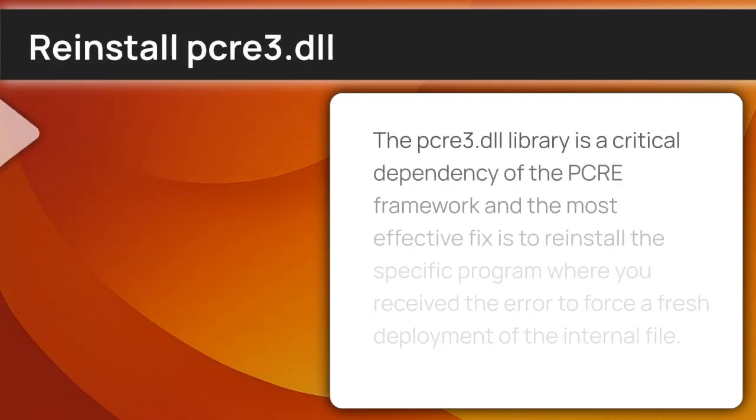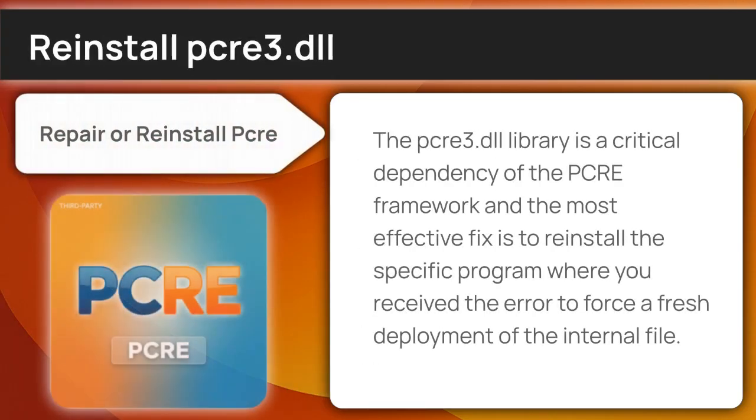The PCRE3 library DLL library is a critical dependency of the PCRE framework, and the most effective fix is to reinstall the specific program where you received the error to force a fresh deployment of the internal file.